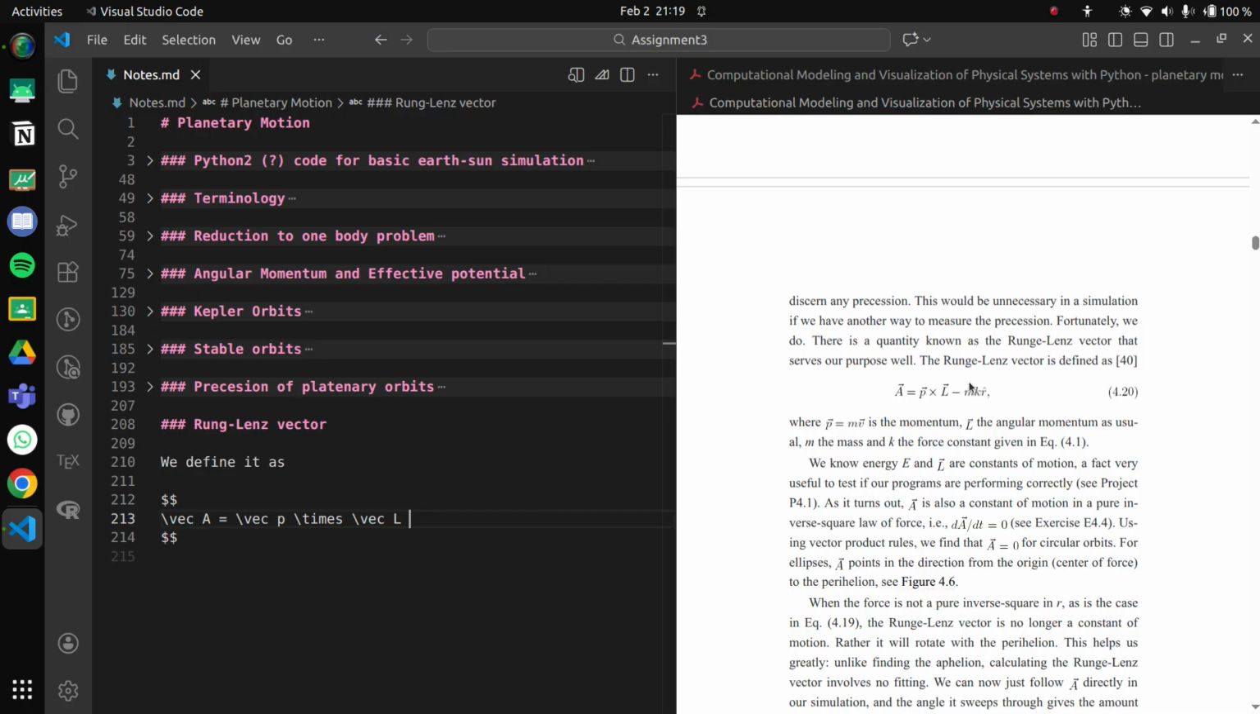The angular momentum is pointing along the z-axis, remember that. So the momentum will be rotated by 90 degrees clockwise in a sense to give this p cross L thing, and then minus mk. Remember, k is G and M, so basically this is capital G, capital M, small m squared.